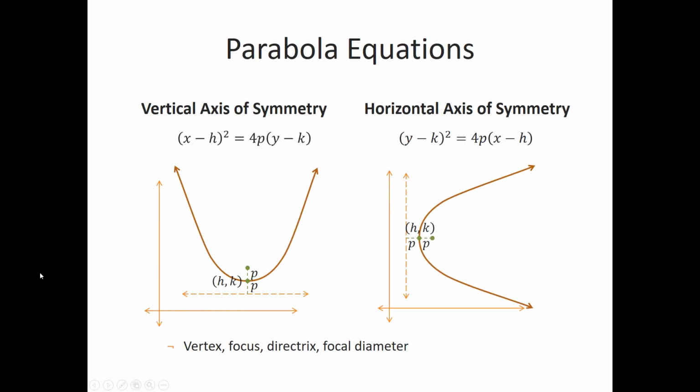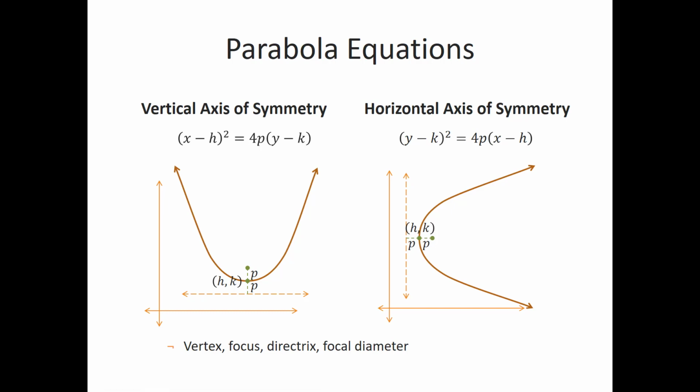I didn't illustrate it here, but the focal diameter, which is the fourth thing that we need to know, would be the distance across the parabola as it passes through the focal point. So if you drew an imaginary line across the parabola and it crosses through the focus, this distance here would be the focal diameter, and I'll illustrate that in some of the examples we look at.